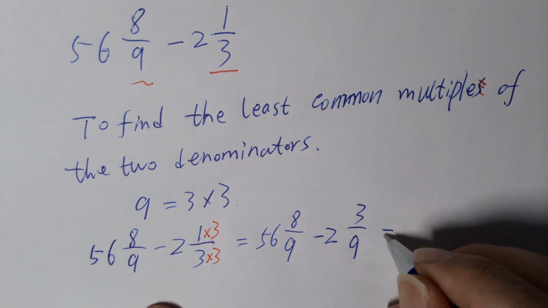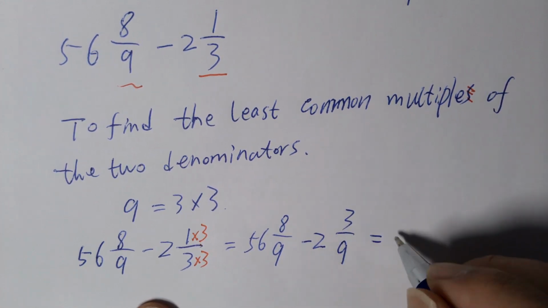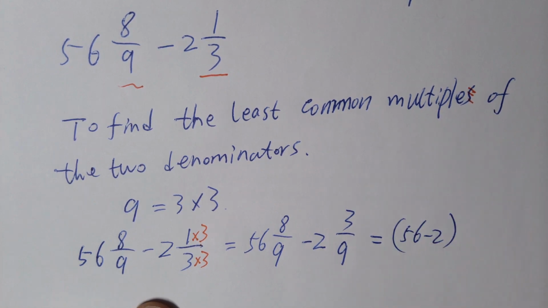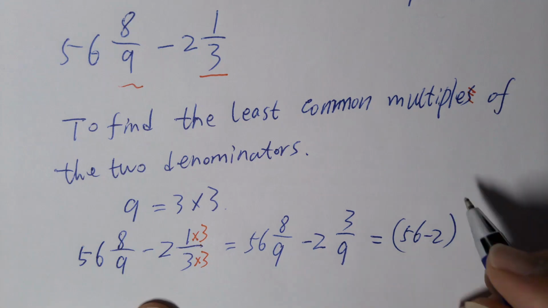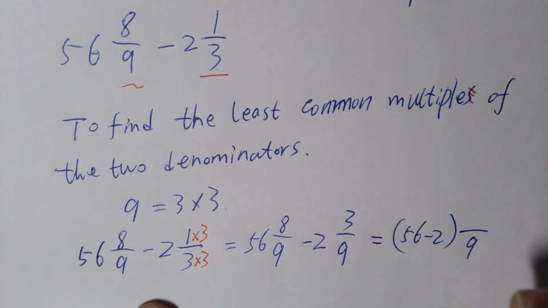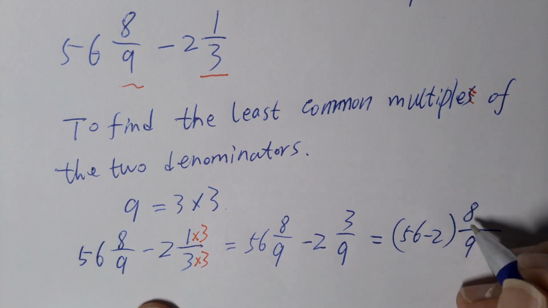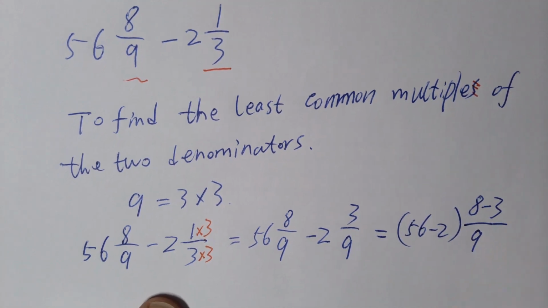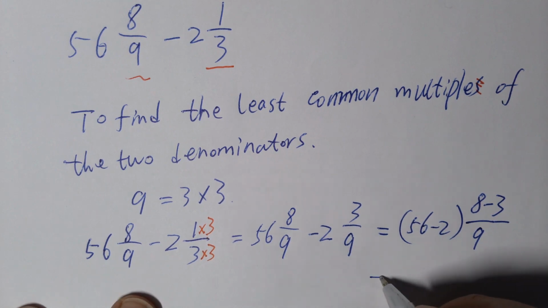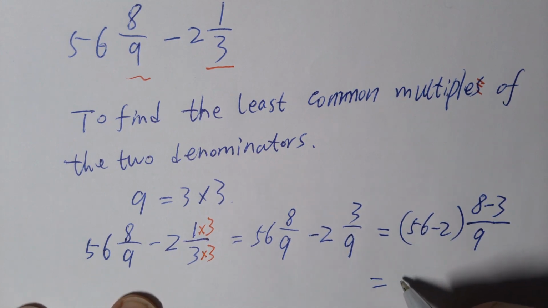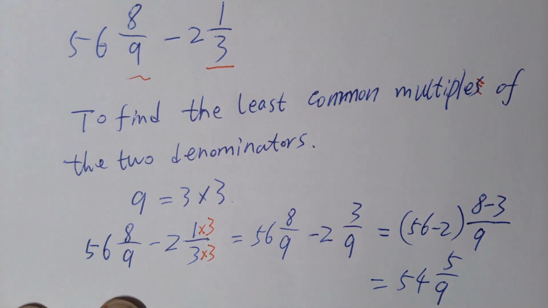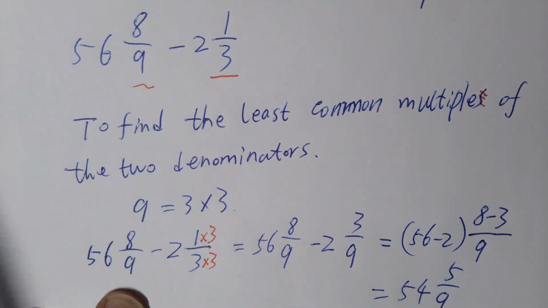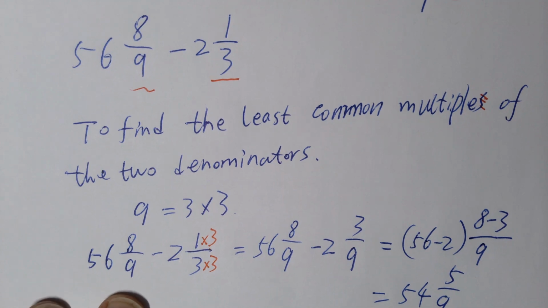Now, once we are here, we can just write the 56 minus 2 and put the fractions together because they now have the same denominator, 9, and just do the deduction on the numerator, 8 minus 3, and we know the answer is 54 and 5 over 9, right? So that's the first step of this fraction deduction. And we need to continue that.